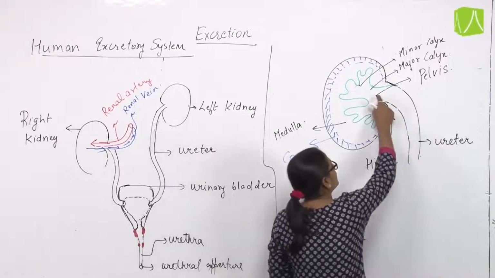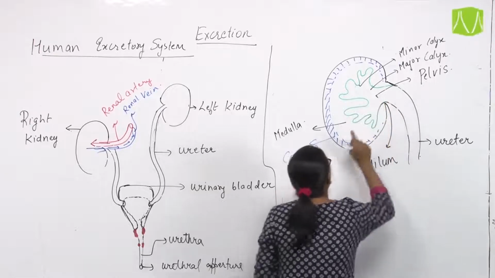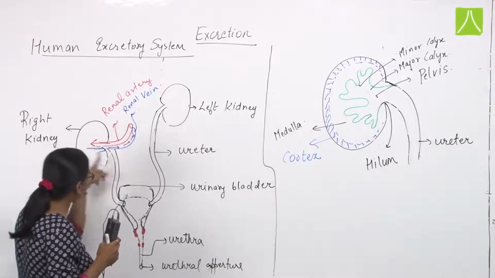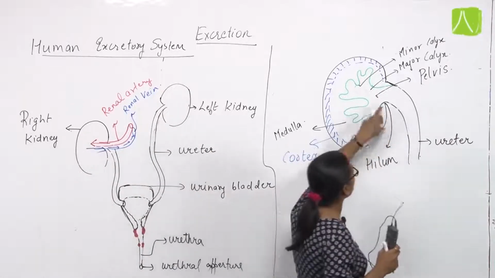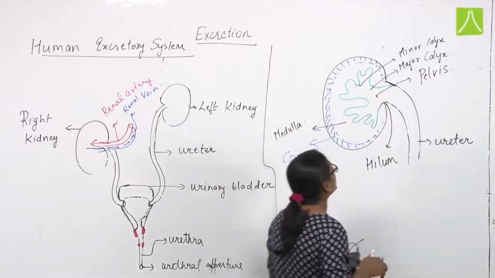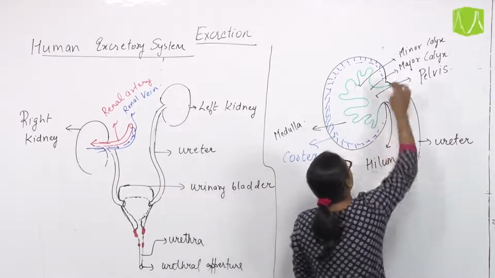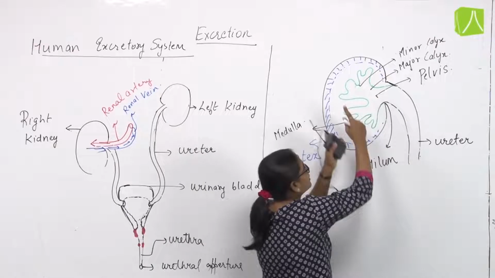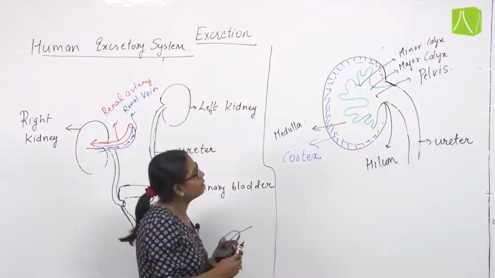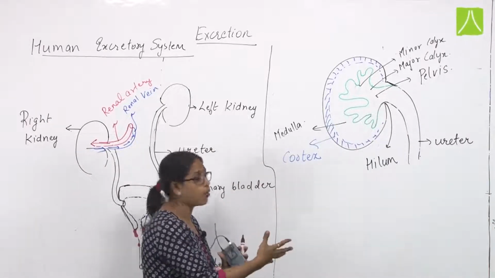This ureter, when it enters inside the kidney, this place from where the ureter enters, and this is also the place from where the renal artery and renal vein are entering the kidney, is known as hilum. Now when this ureter enters the kidney, it divides into further branches. The main branch is known as major calyx, and when this divides into further minor branches, they are known as minor calyx.